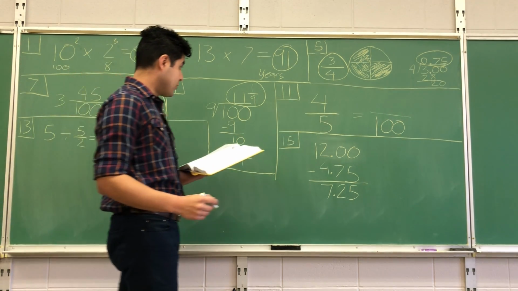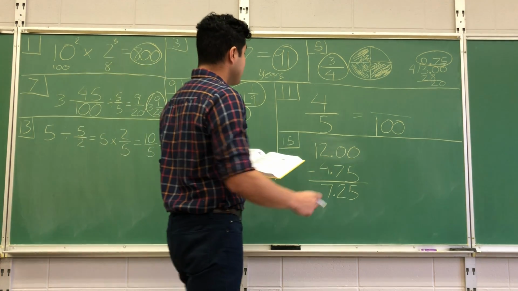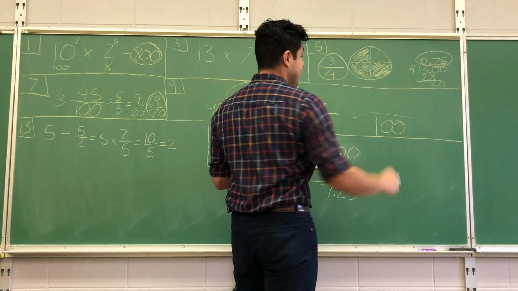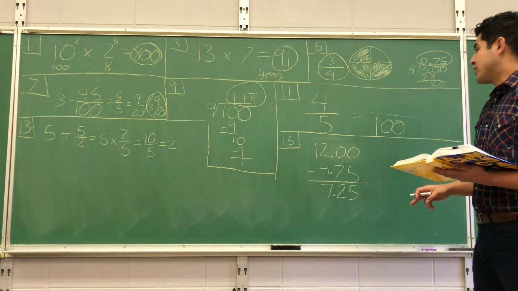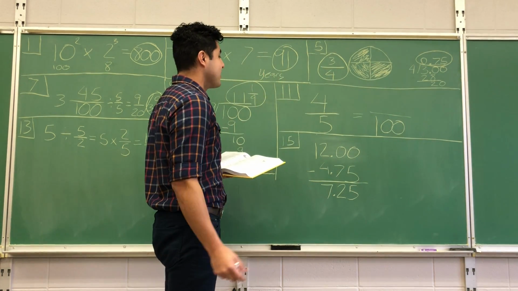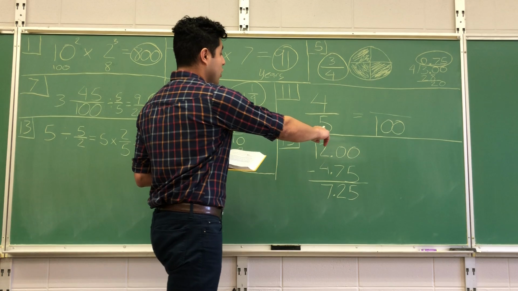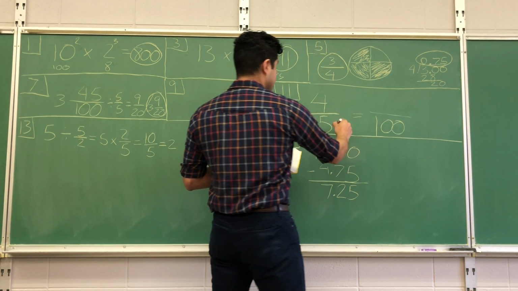All right, let's move on to number 11. So we've got 4 over 5 and we're looking for the missing numerator. I think if I stand here. No, maybe if I stand here. I don't know if I'm out of the picture. It doesn't really matter. So we had to multiply 5 by what number to get 100?